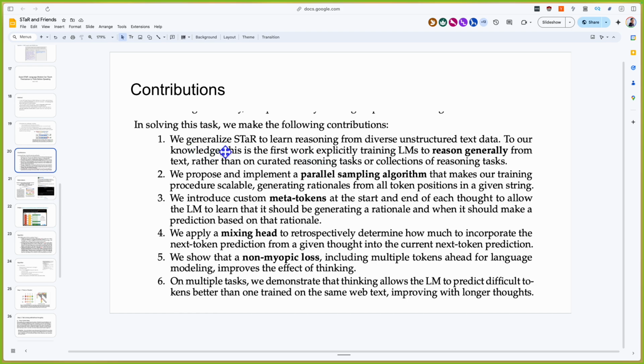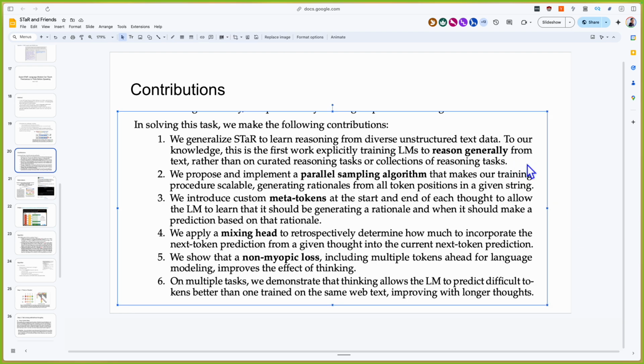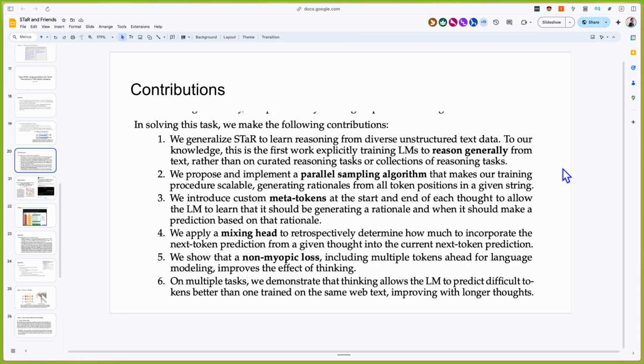He's basically saying Q-STAR generalizes STAR to learn reasoning from diverse unstructured text data. To our knowledge, this is the first work explicitly training LMs to reason generally from text rather than on curated reasoning tasks or collections of reasoning tasks. So this is very relevant to whoever asked about generalizing beyond math. I think Eugene asked about it. Everyone wants to generalize beyond math, right? This is a way to do it. I'm not sure it is scalable or usable, but it's a way.